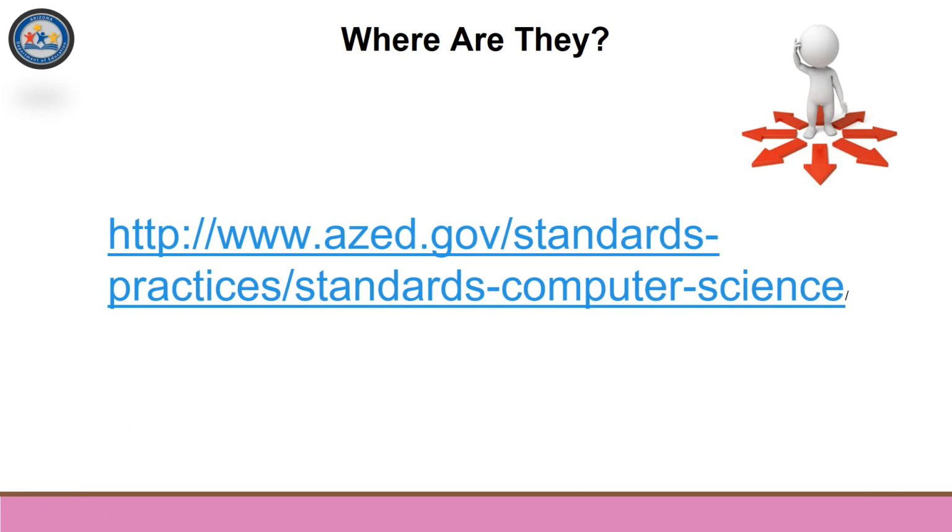So where are they? The approved computer science standards are available for download at the address on the screen. There's also a download link for the standards broken out by essential concepts on the same page instead of by grade. It'll help more easily show progression through the grade levels.